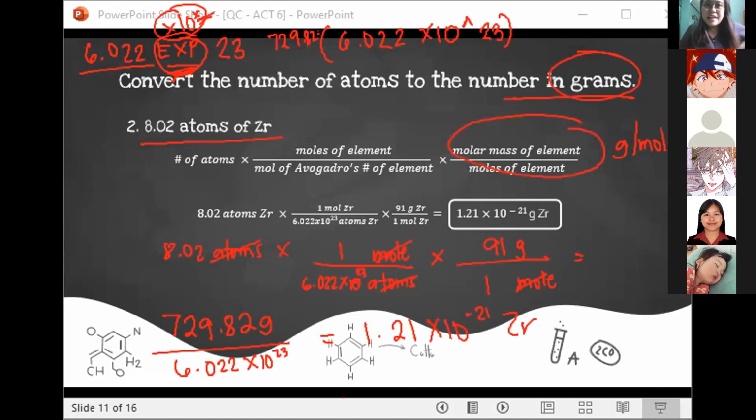Okay, questions, class, about this activity? You just follow, ha. If what is asked in the problem is moles, you stop here, because the moles remain. But if what is asked is in grams, then you stop here, ha? Okay? Questions?